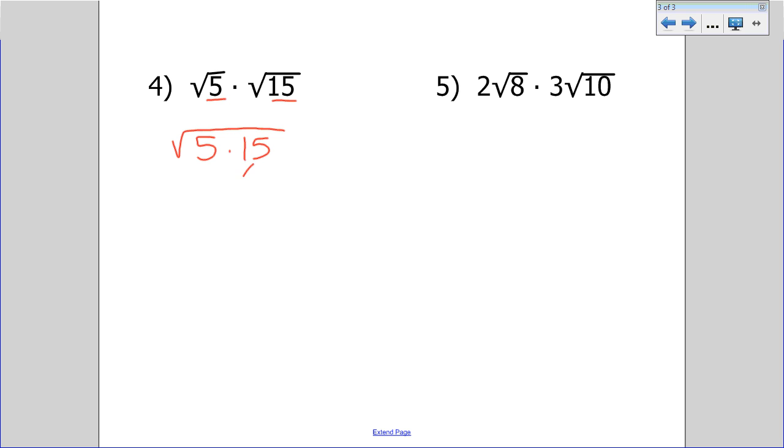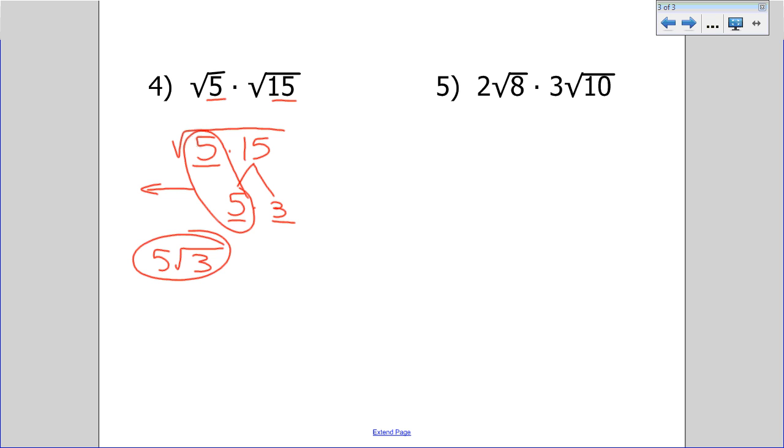What that allows me to do is to start breaking things down. So 5 doesn't break down, so I'm going to underline that so I don't lose track of it. But 15 I know is 5 times 3. Both of those are prime, so I know I'm done, and I can start looking for my pair of factors. The pairs come out. So 5 is going to be outside the radical. 3 is going to be under the radical.